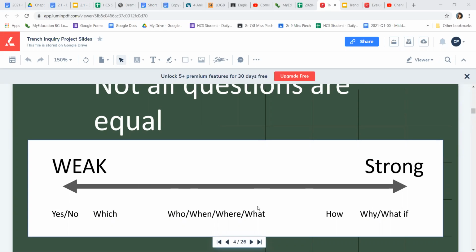So kind of like, what happened in trench warfare, who was involved, who was allowed to fight in World War One, where were they fighting, when was this happening? All those different types of things are good questions, but they are not really strong ones. The strong ones are open-ended. They could have more than one answer.